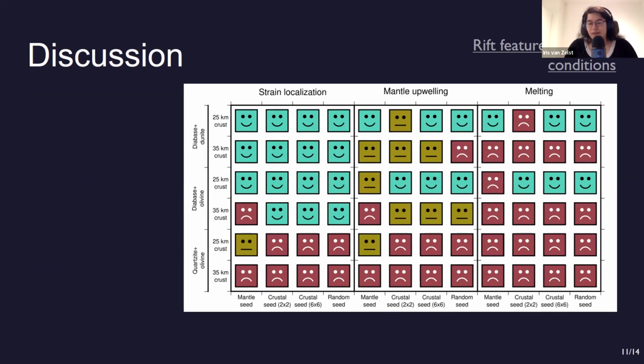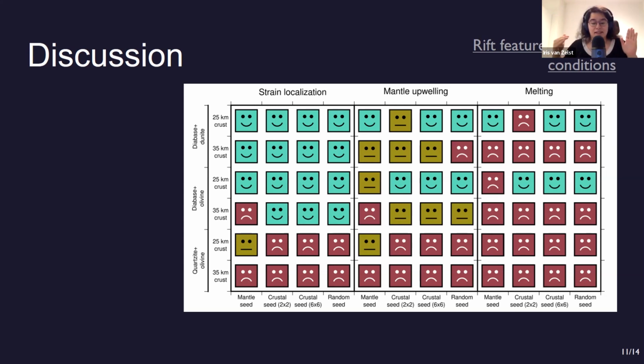Because we ran a lot of models, I showed you a lot, and it must be pretty overwhelming. But this is a summary, and the way it works is as follows. We are looking at three things that we think characterize rifting. The first one is strain localization. The second is mantle upwelling. So do we see the mantle going up? And then the third one is, is there any melting involved?